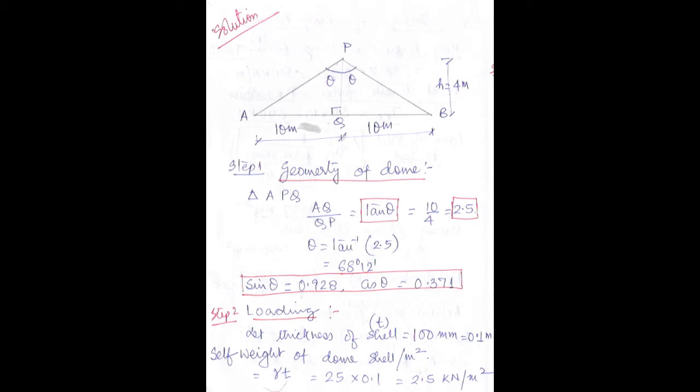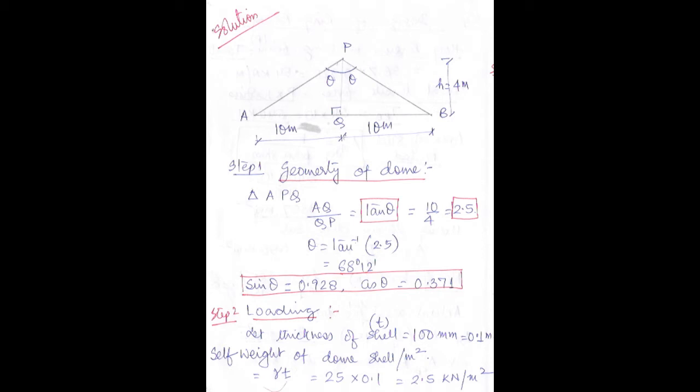Let us see how to solve the problem. In this problem, the base diameter is given as 20 meter and the height or the rise is given as 4 meter. So what was step 1? Step 1 is the geometry. We have to find the geometry of the dome.